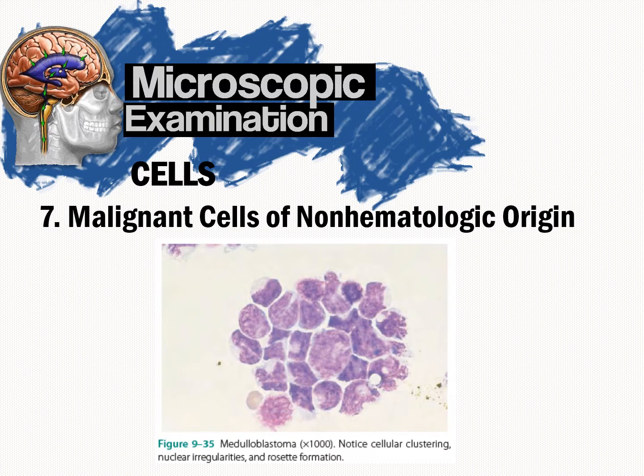Cells from the primary central nervous system tumors include astrocytomas, retinomas, but I don't have the picture of those. I have medulloblastoma from Strasinger here.